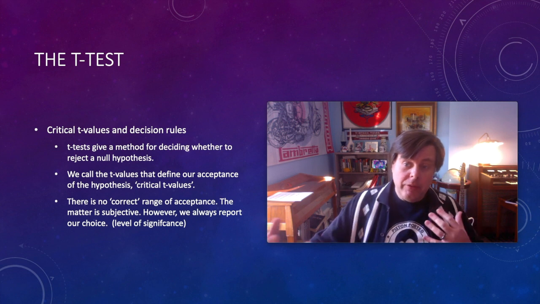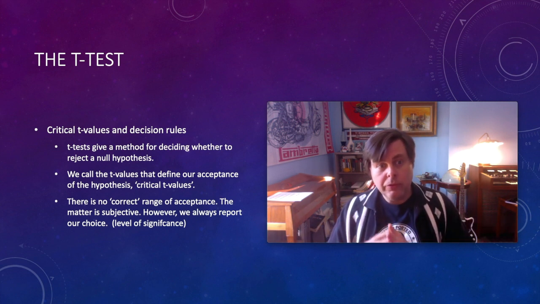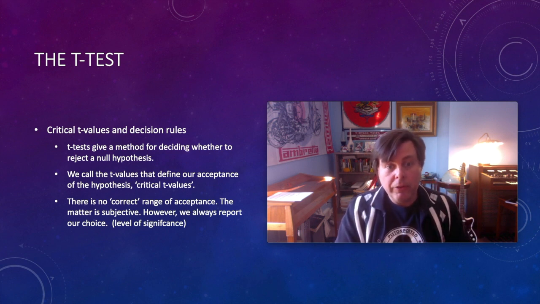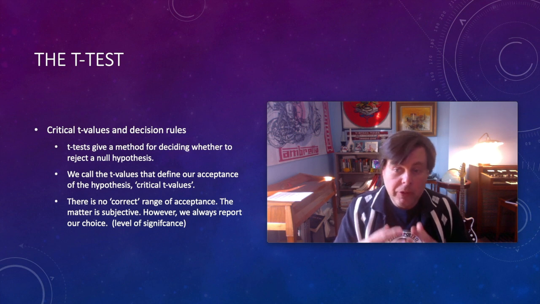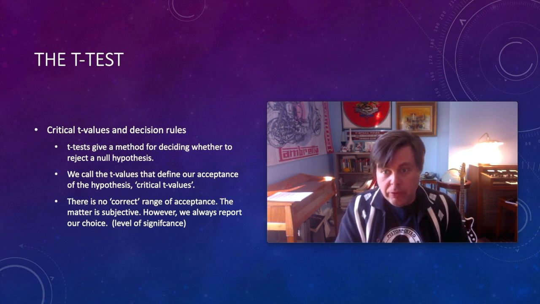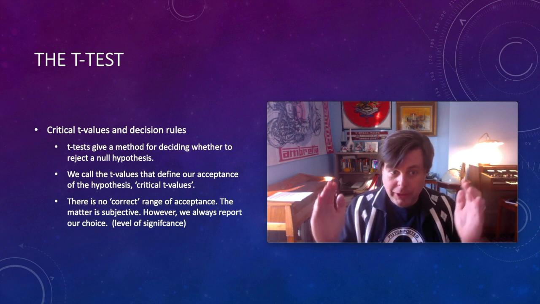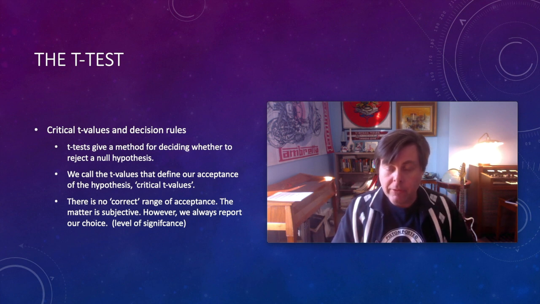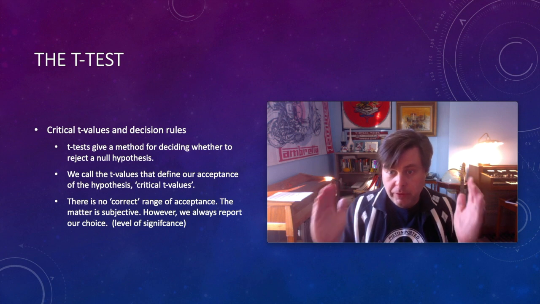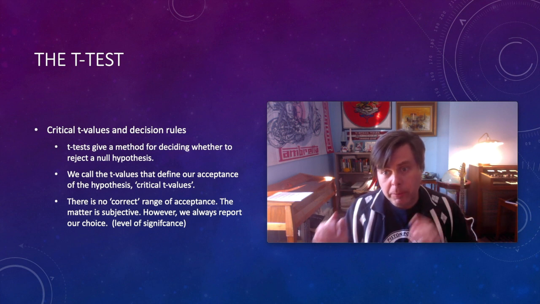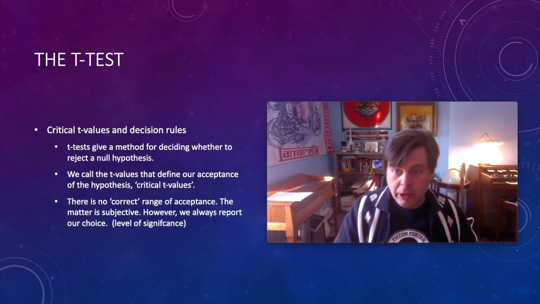Okay, so now let's bring some of those ideas about decision rules into our idea of T-tests, which we've just discussed. T-tests give us a method for deciding whether to reject a null hypothesis. In other words, T-tests can form the basis for decision rules. Okay, we call the t-values that define our acceptance range the critical t-values. So remember that decision rule, we're going to define a range, and the critical t-values define the range, which in turn defines our decision rule about whether we're accepting or rejecting the null hypothesis.